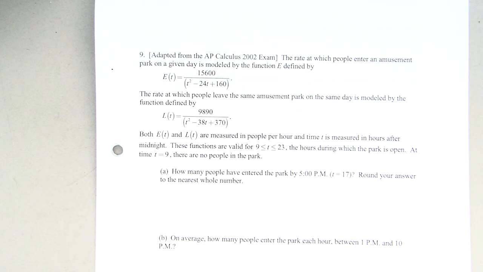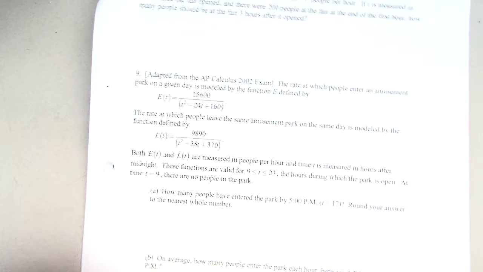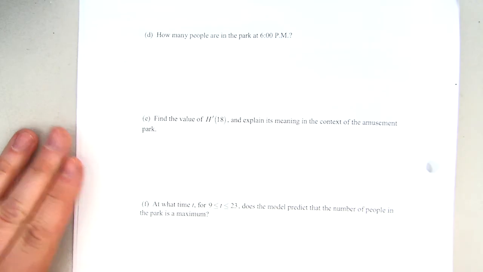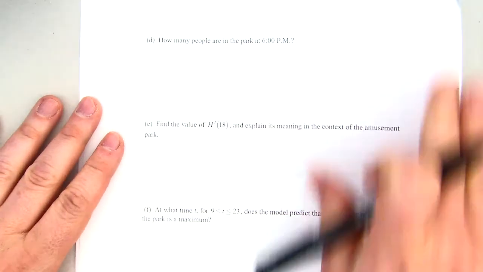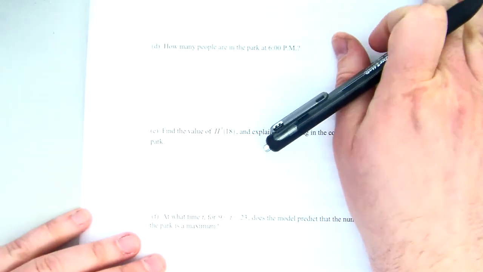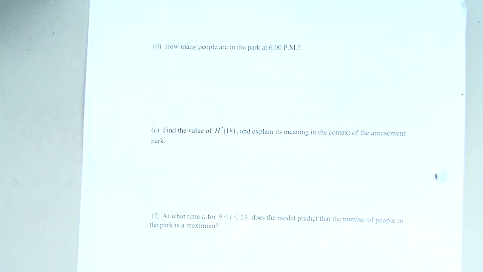We got through part D, right? We created our function that predicted the number of people in the park at any given time. We plugged in 18 to find the people in the park at 6 p.m. And I think that's where we stopped. Okay. Are we kind of back and ready to go?